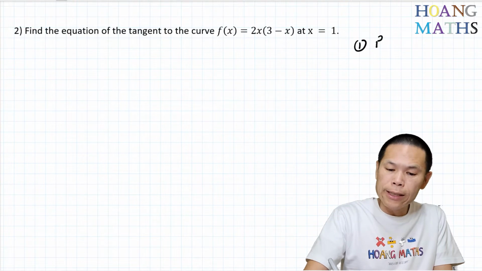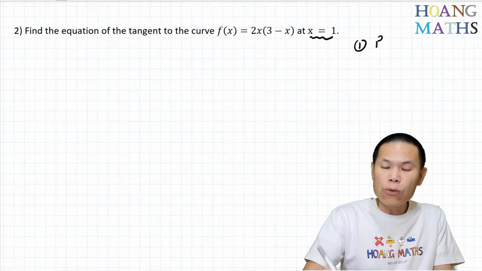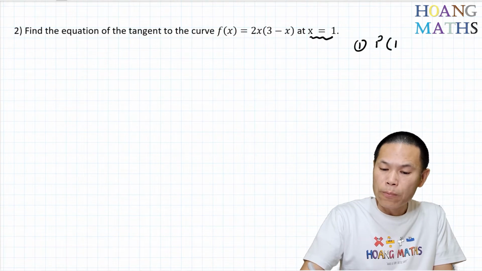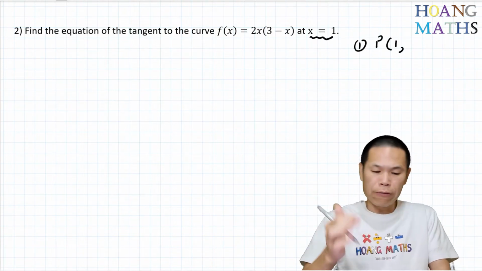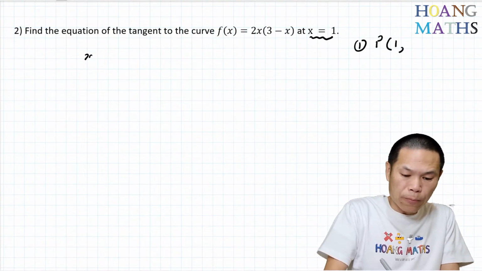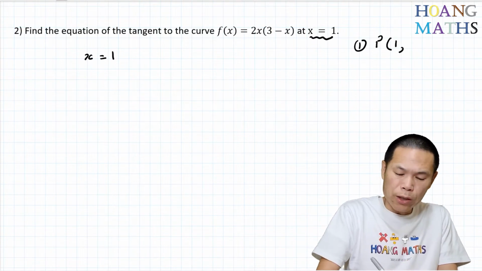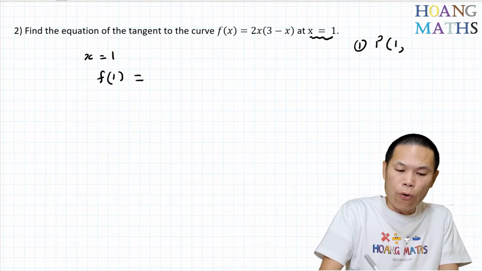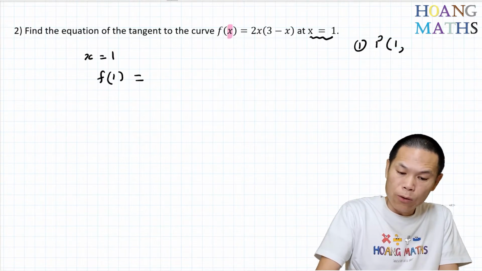So when x equals 1, we need to find the point x and y, okay? So when x is 1, we need to find the value of y first. So that means f(1). Therefore, every time we see x, we replace it with 1. Okay, so keep that in mind.